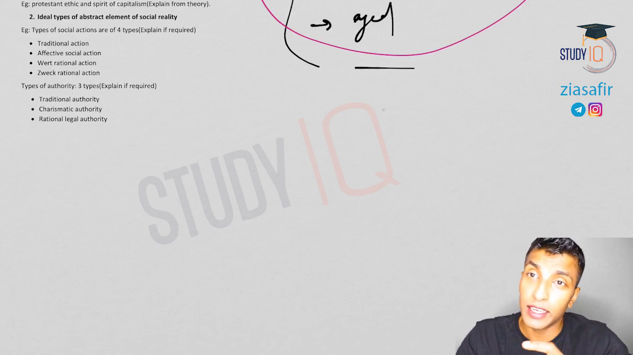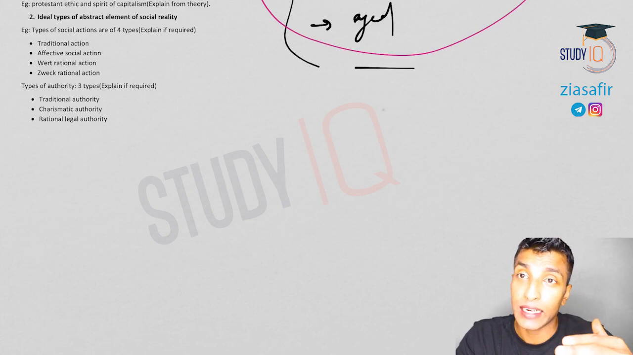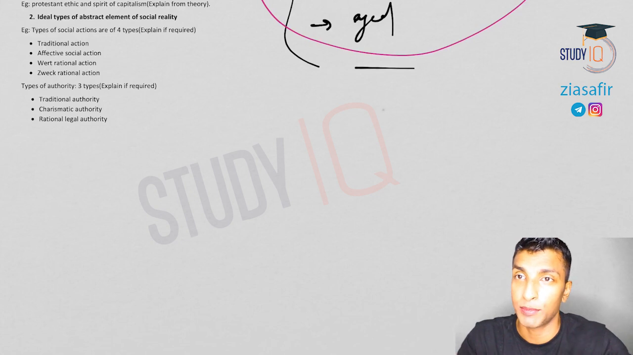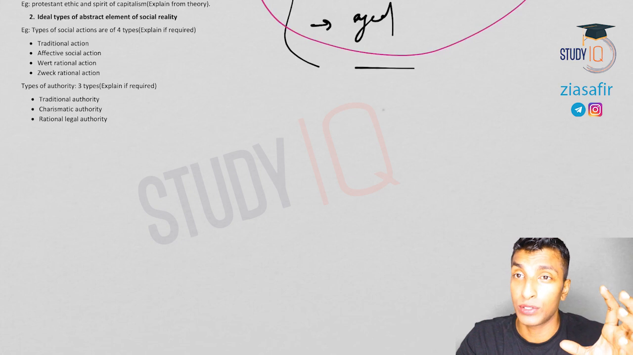Then again, in case of social action, we have discussed 4 ideal types. What are they? Traditional action, affective action, Wertrational action, Zweckrational action, and I've told you how you can use the concept of ideal type over there. And then when we discussed the theory of Protestant ethic and spirit of capitalism, that's a clear-cut example of use of ideal types in sociology, right?